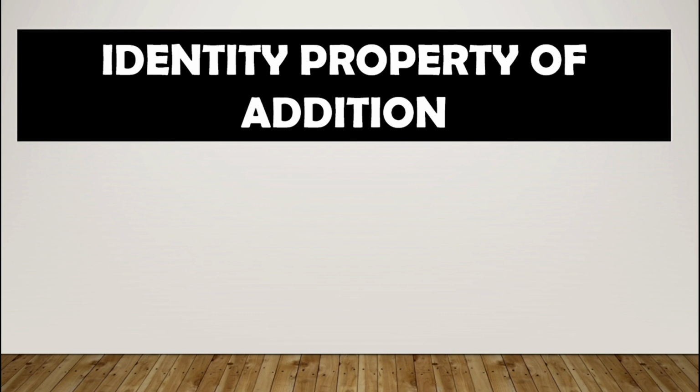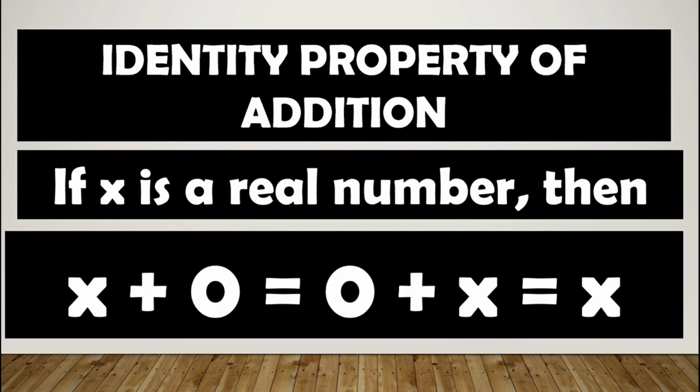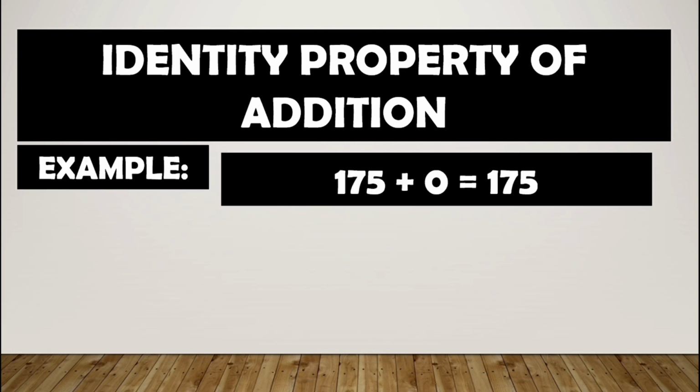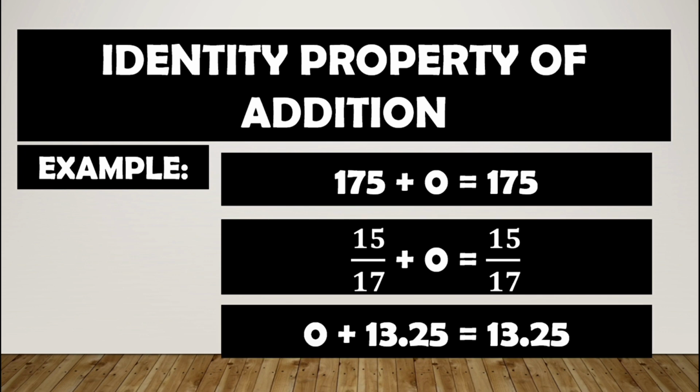Identity property of addition. If x is a real number, then x plus 0 is equal to 0 plus x equals x. Example, 175 plus 0 is equal to 175. 15 over 17 plus 0 is equal to 15 over 17. 0 plus 13 and 25 hundredths is equal to 13 and 25 hundredths.